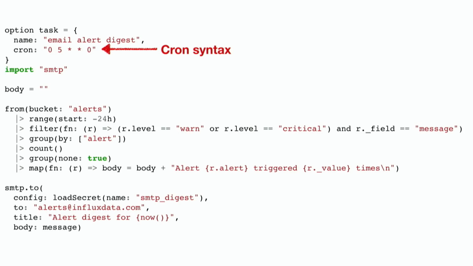We're creating the body variable, we're querying the data, and then importantly, we're using that body variable to build up the text of the alert body, of the message that we're going to send out. Right, so that highlights the fact that we have closures in the language.